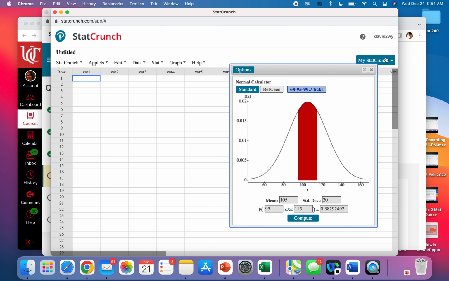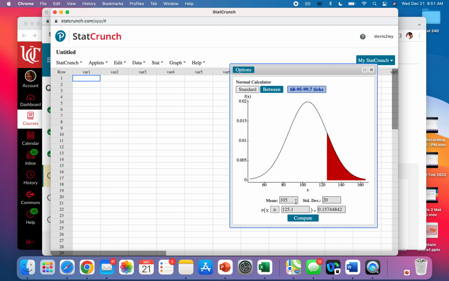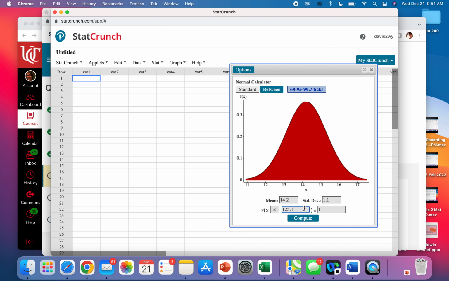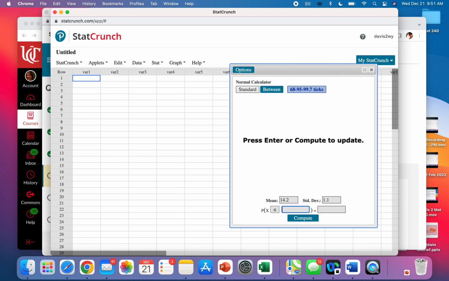This time we need to go back to standard. The mean was 14.2, standard deviation 1.1. We want 90% to be less, so we need to find the x value. We need to find an area of 0.90 to the left. 0.90 is 90%, so this would give us the value of hip breadth.